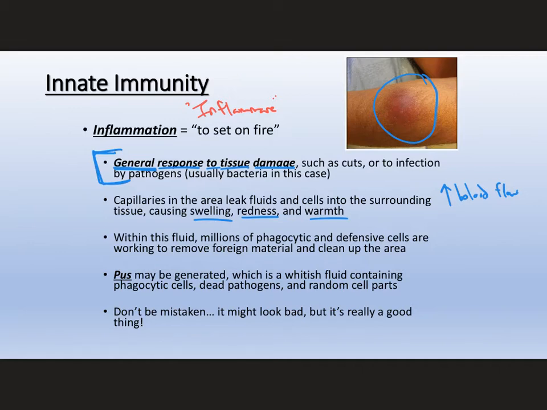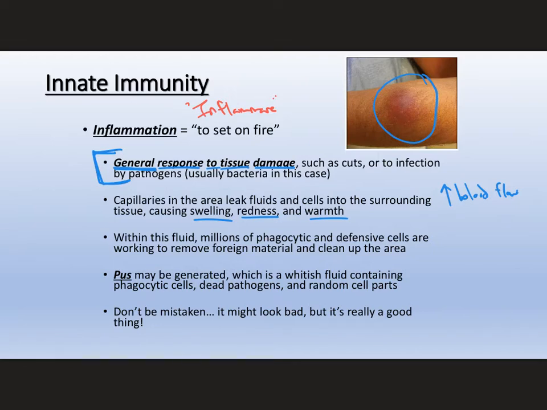So this could be an infection, right? This could be a bacterial infection, or this could just mean a little cut, or you banged your arm on something, or you've got a joint that's inflamed, your knee's inflamed because you've been playing a whole lot of sports and there's a lot of wear and tear there. Right, so any kind of tissue damage at all can lead to inflammation. It's not specific at all, and it's not just for infection. It just means any kind of damage.